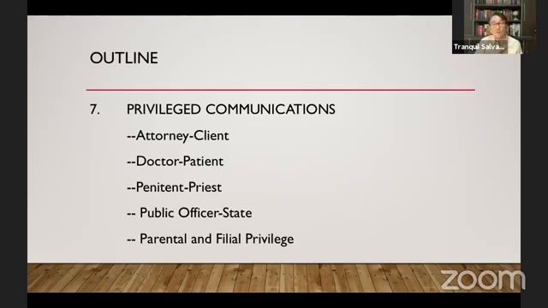Furtherance of crime or fraud. We have a jurisprudence on that. It is the case of People versus Sandiganbayan, 341 Philippines 1997. Okay, now let us continue.